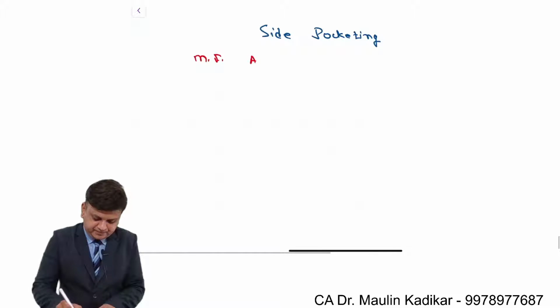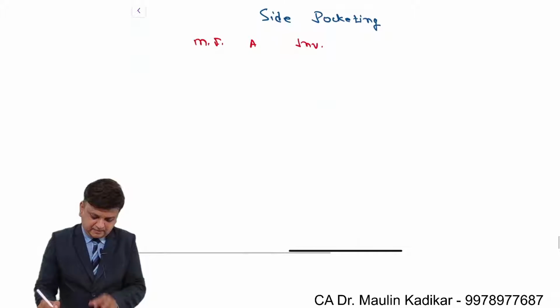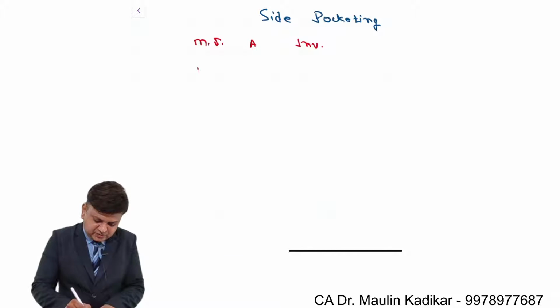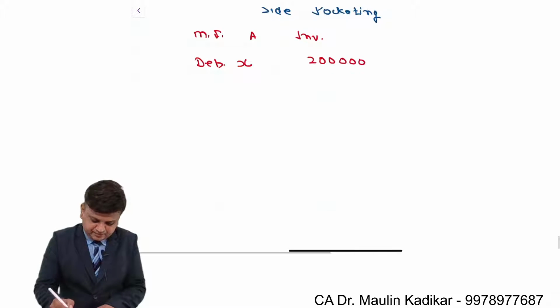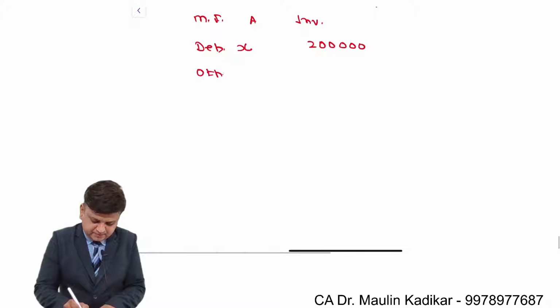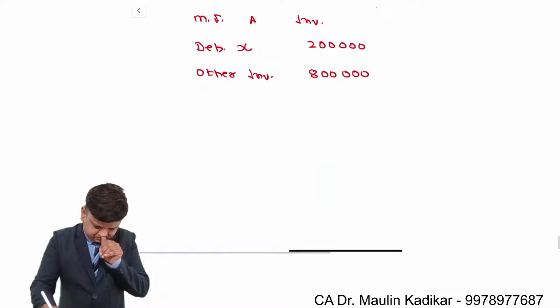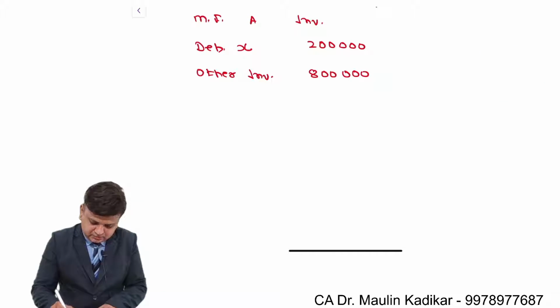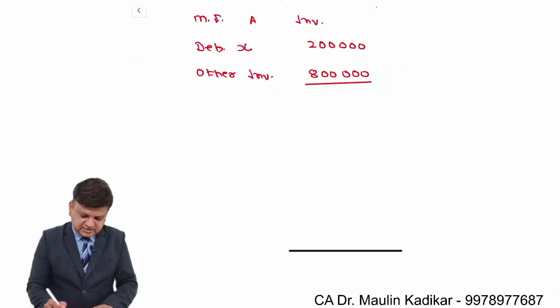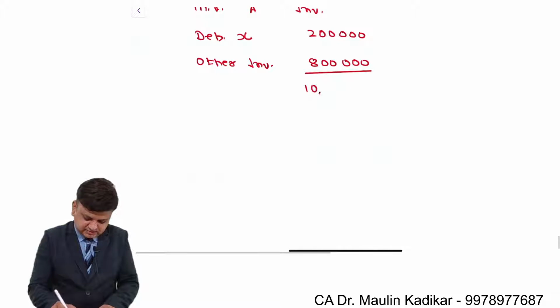Mutual fund A has made investments. Investment is made in debenture X, an amount of 2 lakhs, and other investments are 8 lakhs. So the net asset of the mutual fund is 10 lakhs.